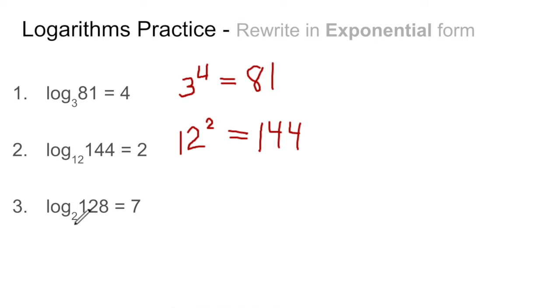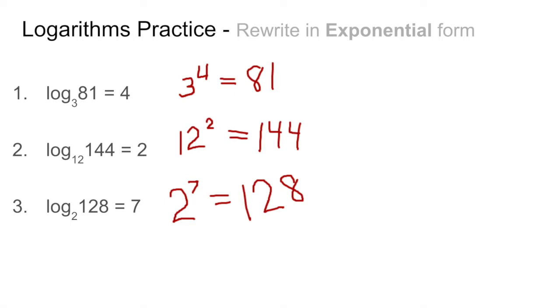Well, the base is 2, right? This little subscripted 2 is the base. So 2 raised to what power? Well, the power of 7. 2 to the power of 7. The 7 is the exponent on the right-hand side. And the 128 is the result, so that equals 128. So it's that easy to convert from logarithmic form to exponential form. Now we're going to try a few working the other direction, where we're given exponential form and we need to rewrite those in logarithmic form.